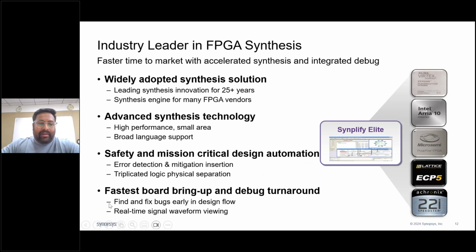Okay, and to speed up your board bring-up and debug turnaround, we have a tight integration with Identify Debugger as well as Verdi, to view your waveform at the RTL level itself. This is a very big advantage that we have. That means once you have programmed your device and your code is running on the FPGA, you can trace back the values and check the RTL values, or the signal values, at the RTL level itself, instead of a waveform.